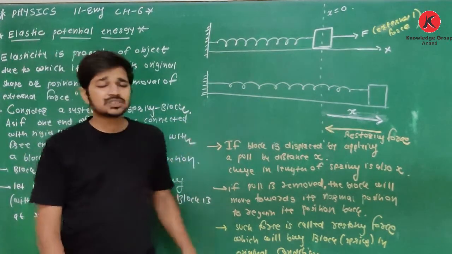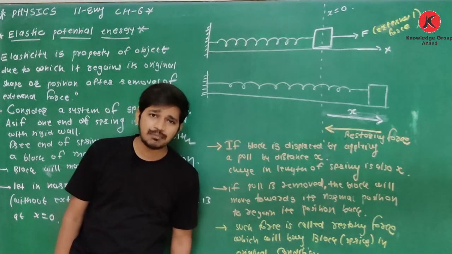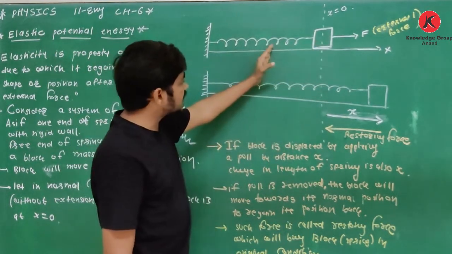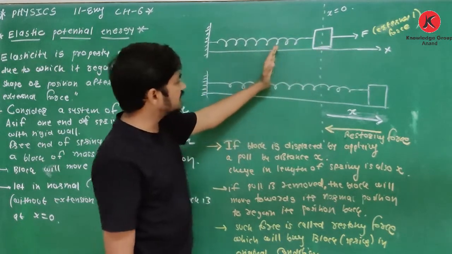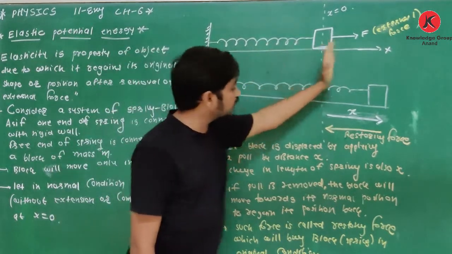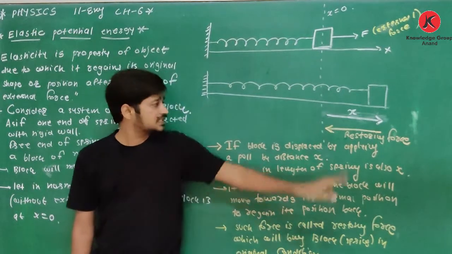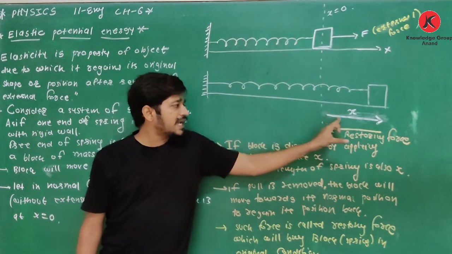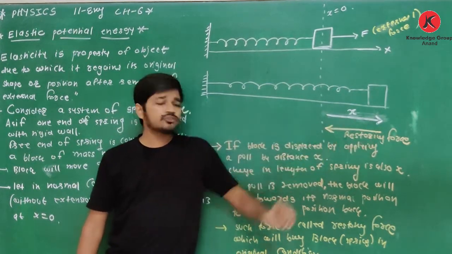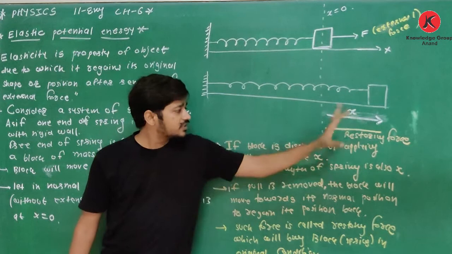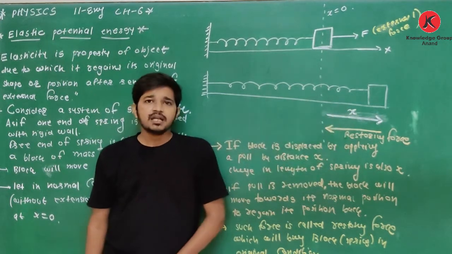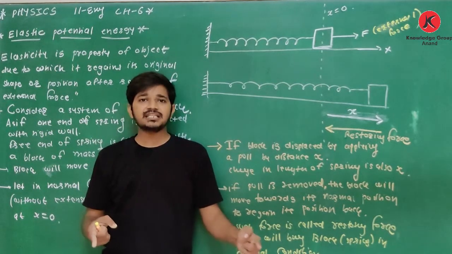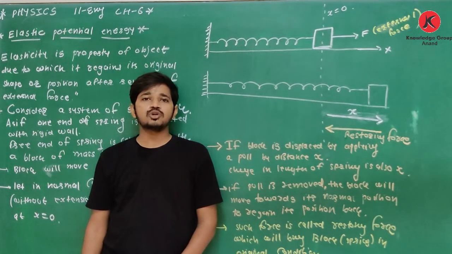The same thing happens when the spring is compressed. If the spring is compressed in this direction, meaning displacement x is in this direction, then restoring force will act in the opposite direction. So see here, there is one relation. This displacement x is in this direction, but restoring force is in the opposite direction. And this restoring force depends on displacement. If displacement, the change in length, is more, restoring force is also more.